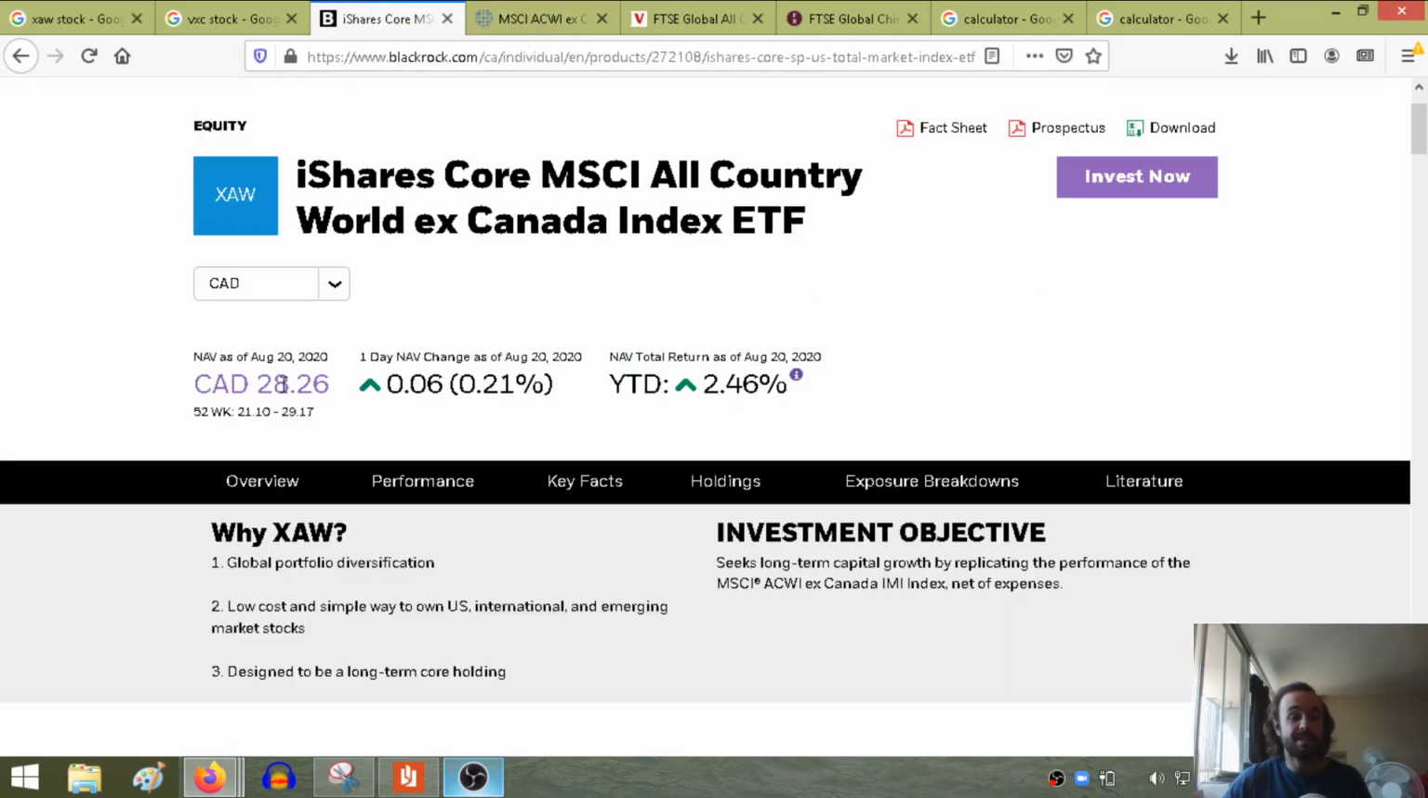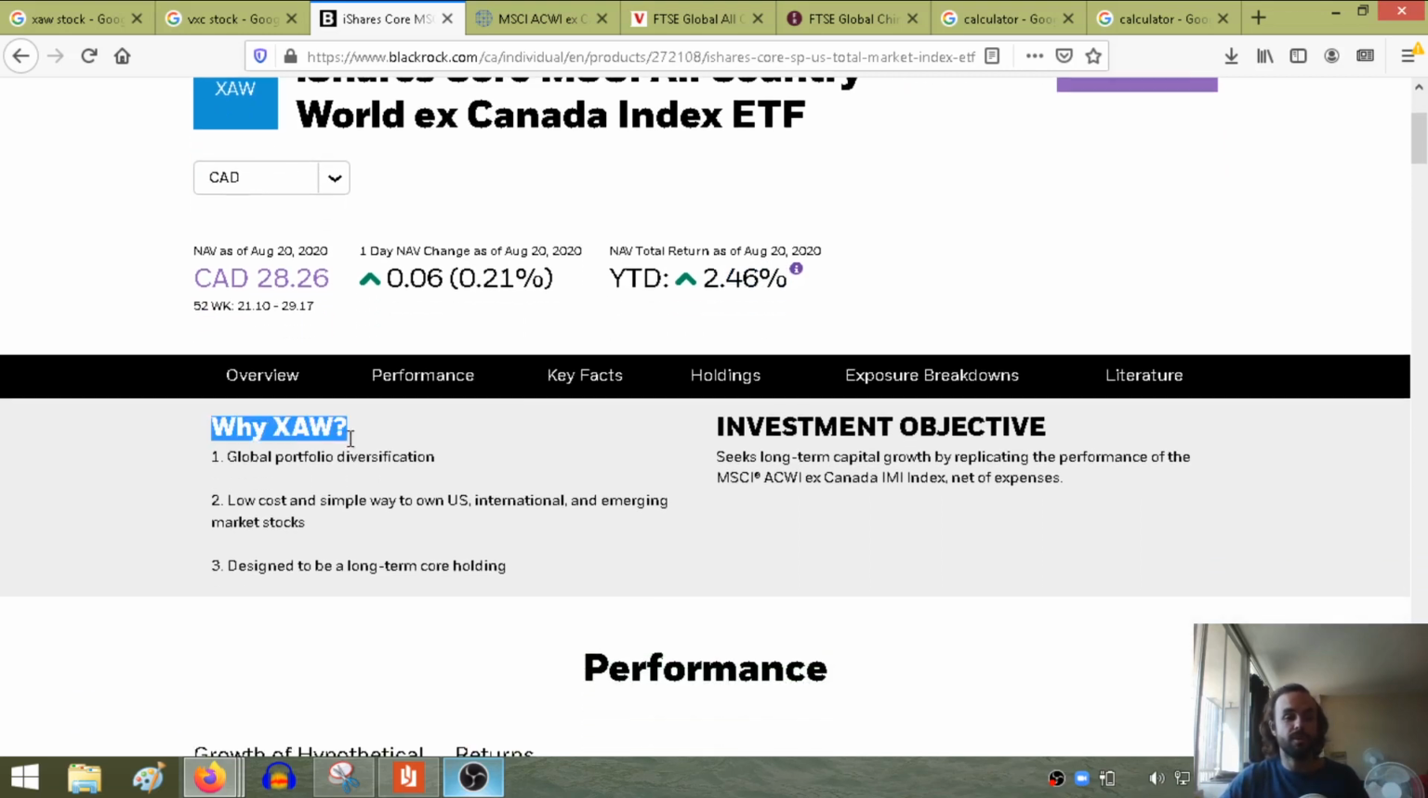But you can see the price as of yesterday, August 2020, was $28.26. This means that it closed up 6 cents more than the day before, which is a 0.21% increase in the 6 cents difference. And the year to date, this ETF, the global situation has taken place. A lot of economies are struggling, but markets are still chugging along. This one is up 2.46% for the year.